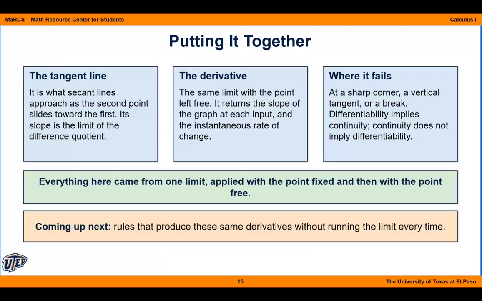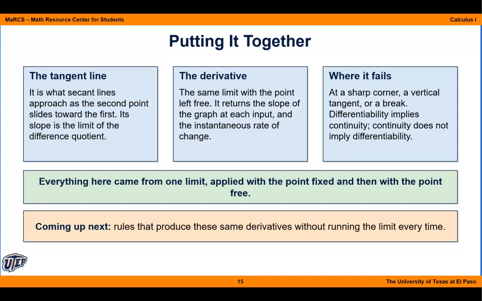Let's bring the main ideas together. A secant line passes through 2 points on a curve. As the second point approaches the first, the secant slopes may approach one finite number. That number is the slope of the tangent line. The difference quotient calculates each secant slope, and its limit gives the tangent slope. When we repeat the process for different inputs, the resulting slopes form a derivative function. Wherever it exists, the derivative gives both the tangent slope and the instantaneous rate of change.